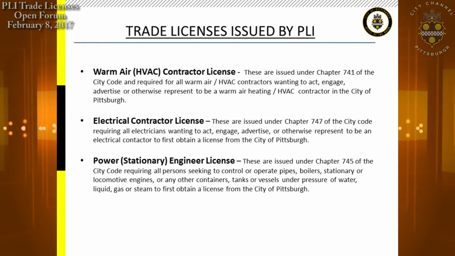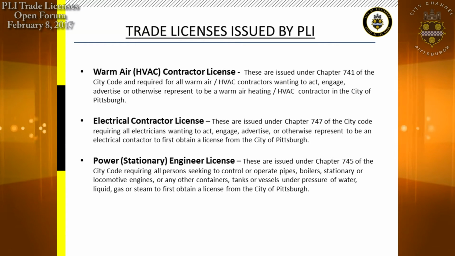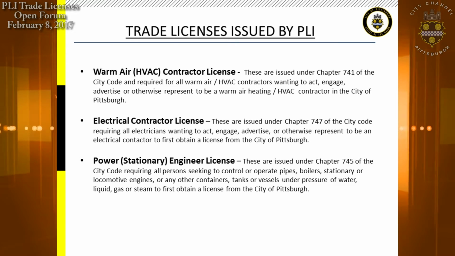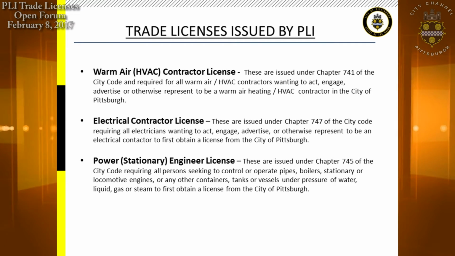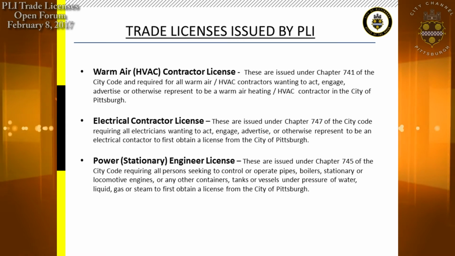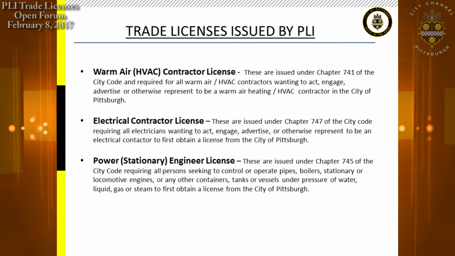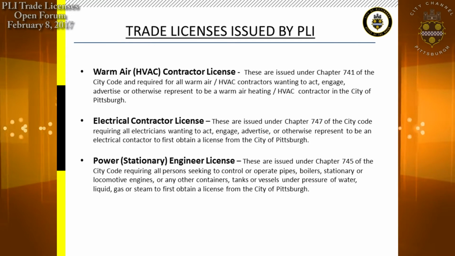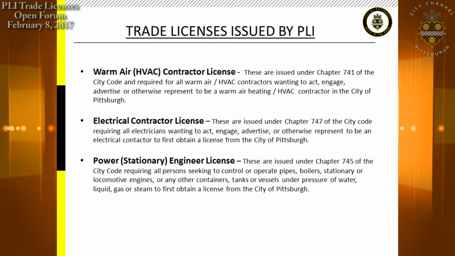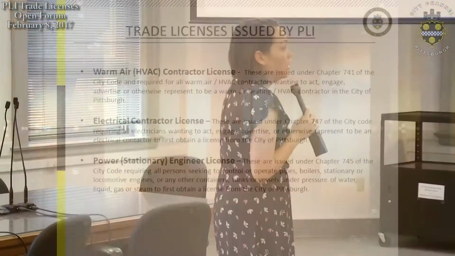The power stationary engineer license is issued under Chapter 745 of the City Code, requiring all persons seeking to control or operate pipes, boilers, stationary engines, or any other containers, tanks, or vessels under pressure of water, liquid, gas, or steam to have a license as well.